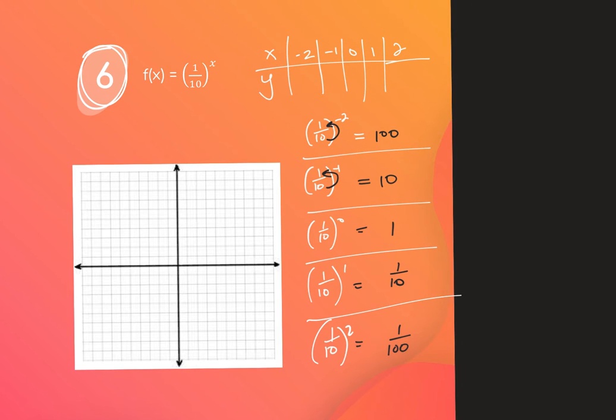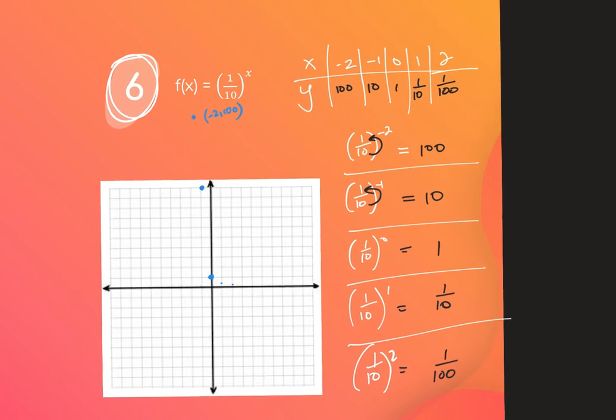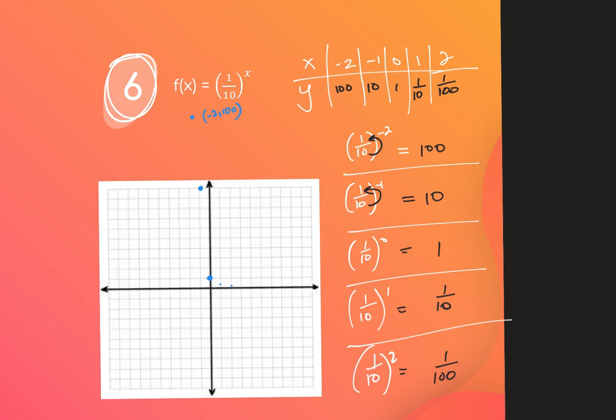So when we go to graph this, we would plug those in. So -2, 100, -1, 10, 0, 1, 1 and 1/10, and 2 and 1/100th would be my coordinate points. So -2, obviously 100 is not on here. It would be way up here. I would just plot it and label it because it's off my graph. -1 is 10. 0 is 1. 1 is 1/10, and 2 is 1/100th. So we're not going to get that accurate, but at least know that it would be really close to your x-axis, which is where the horizontal asymptote is here.